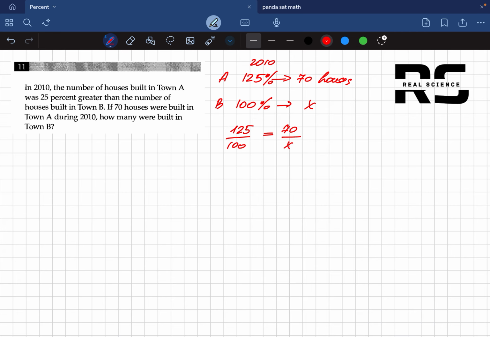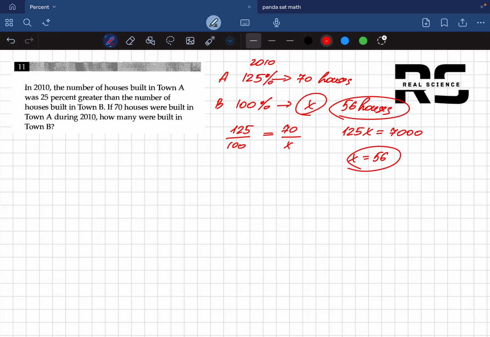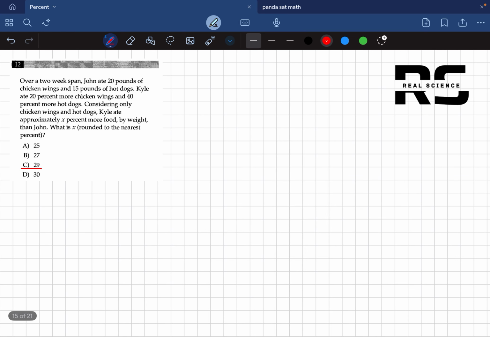And now let's just solve that. 125X is equal to, let's calculate that. That's going to be 56. So in 2010, like here, 56 houses were built in town B. The answer is 56. Let's look at number 12.